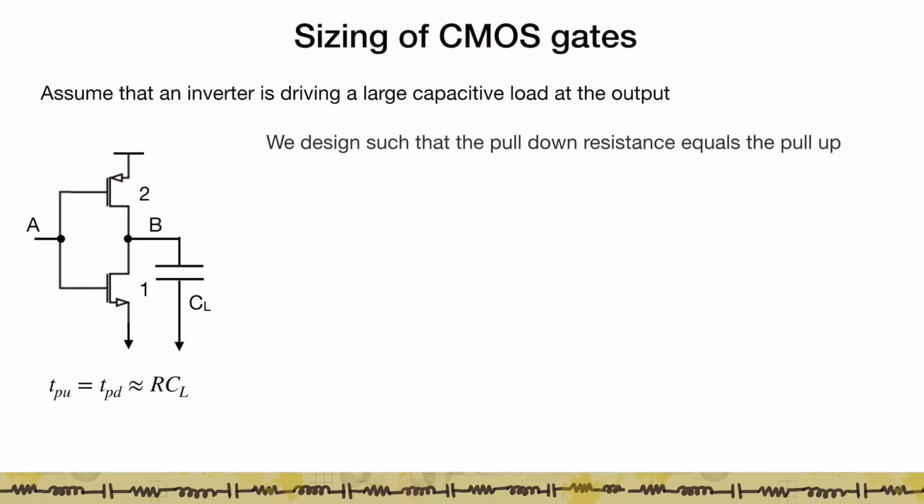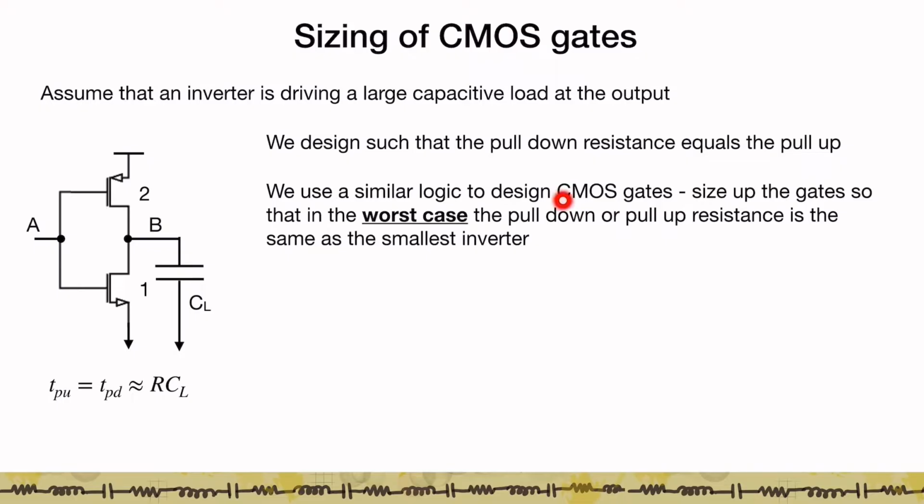And so when we design the inverter, we choose 2 for the PMOS and 1 for the NMOS because we've designed it such that the pull down resistance equals the pull up resistance. So the same logic will be used when we're going to design CMOS gates. We will size up the gates in such a way that in the worst case, the pull up and the pull down resistances are going to be equal.